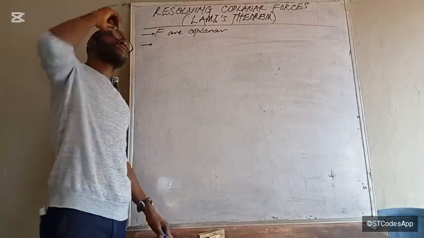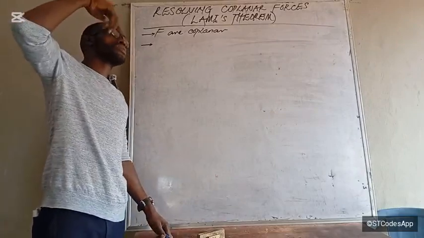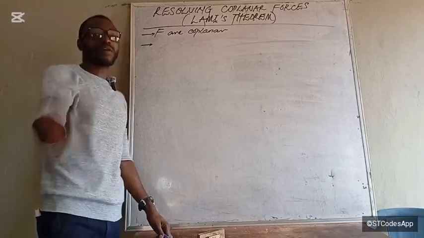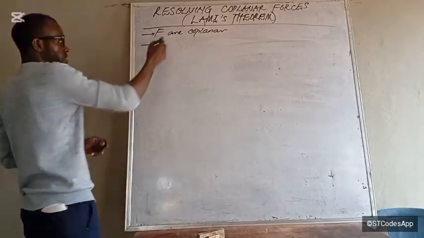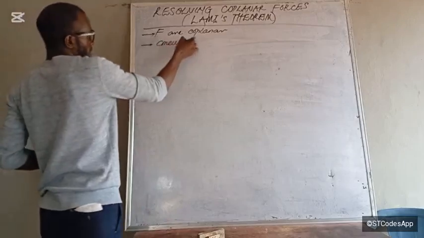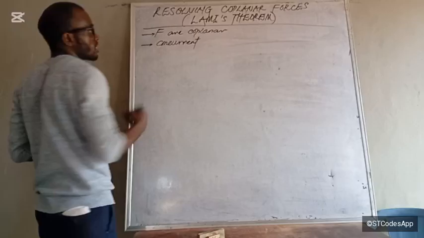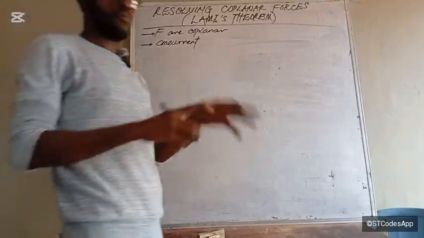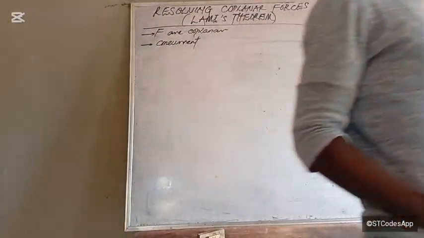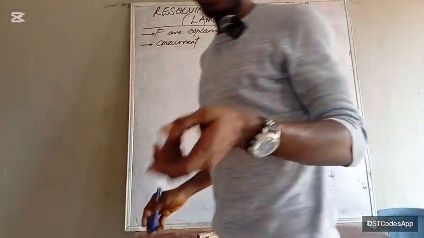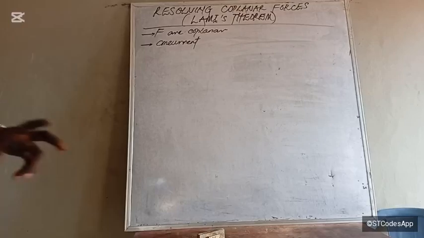Acting at the same time is called concurrently. They must be concurrent. Okay? Concurrent, that's the word. They must be co-initial, coplanar, and concurrent. Does it make sense? That's them acting at the same time. Alright.